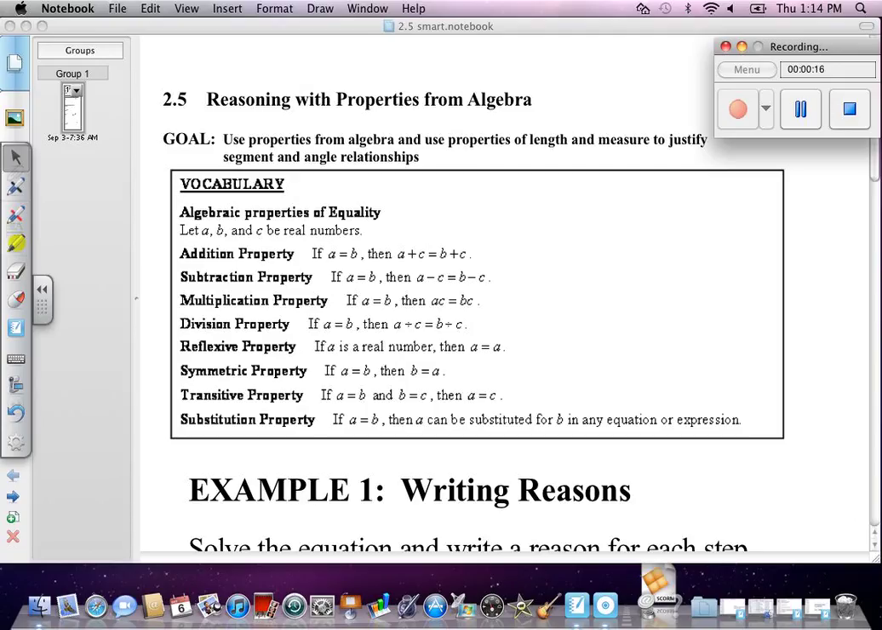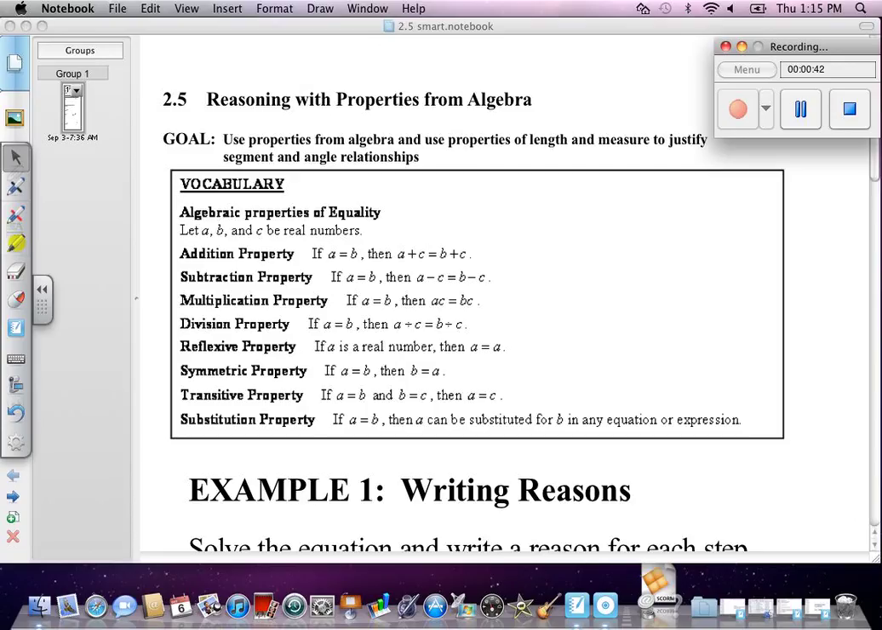Algebraic properties of equality. Let A, B, and C be real numbers. Addition property: if A equals B, then A plus C equals B plus C. Subtraction: if A equals B, then A minus C equals B minus C. Multiplication: if A equals B, then A times C equals B times C. Division: if A equals B, then A divided by C equals B divided by C.